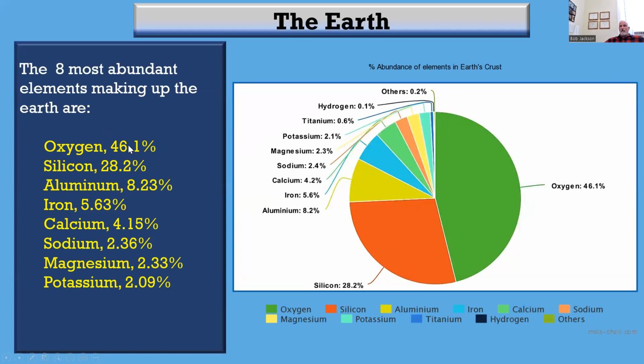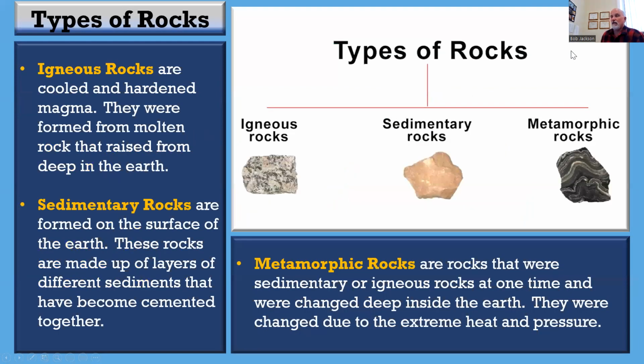About anything you dig up is going to have at least one of these elements in it, and the primary two being oxygen and silicon. So now, moving on here, we'll go to types of rocks. There are 3 major types of rocks. There's igneous rocks, sedimentary rocks, and metamorphic rocks.